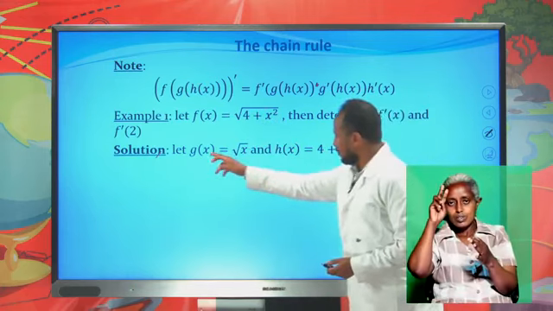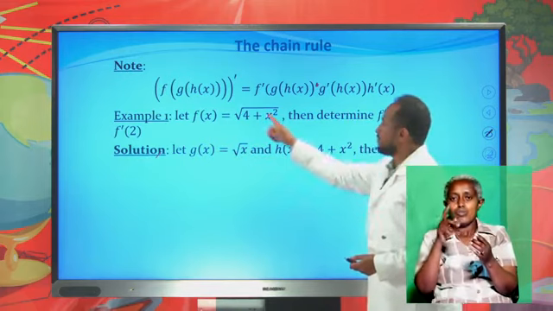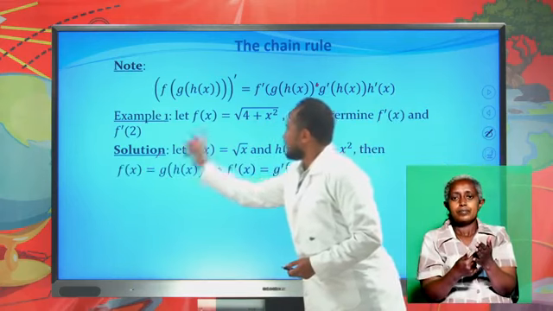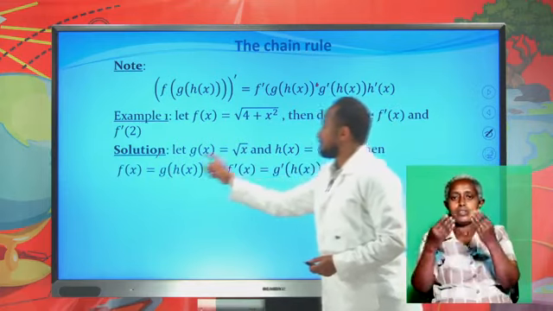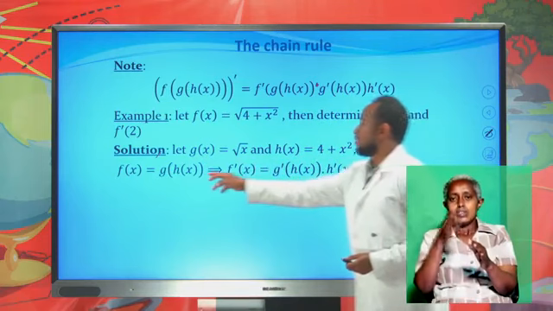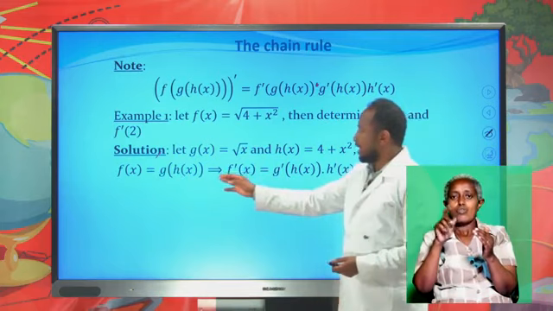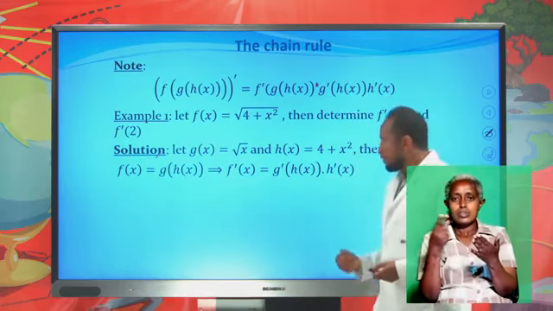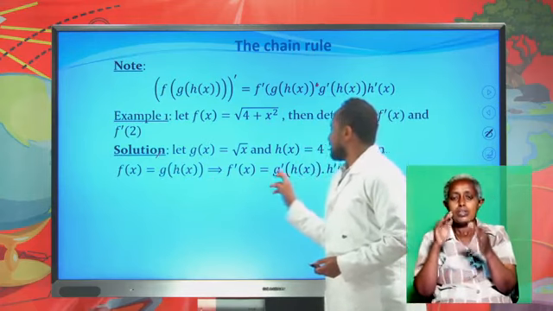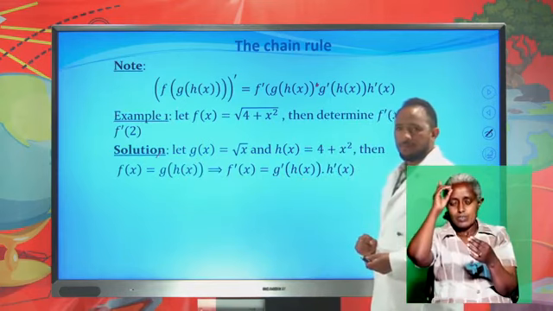So when you compose these two, you get this one. So g of h of x gives you this. Therefore, here our f of x, the given function, will be the composition of these two functions, g of x and h of x. So f of x equals g of h of x. So this implies, using the chain rule, the derivative of this function will be equal to g derivative of h of x times h derivative of x.